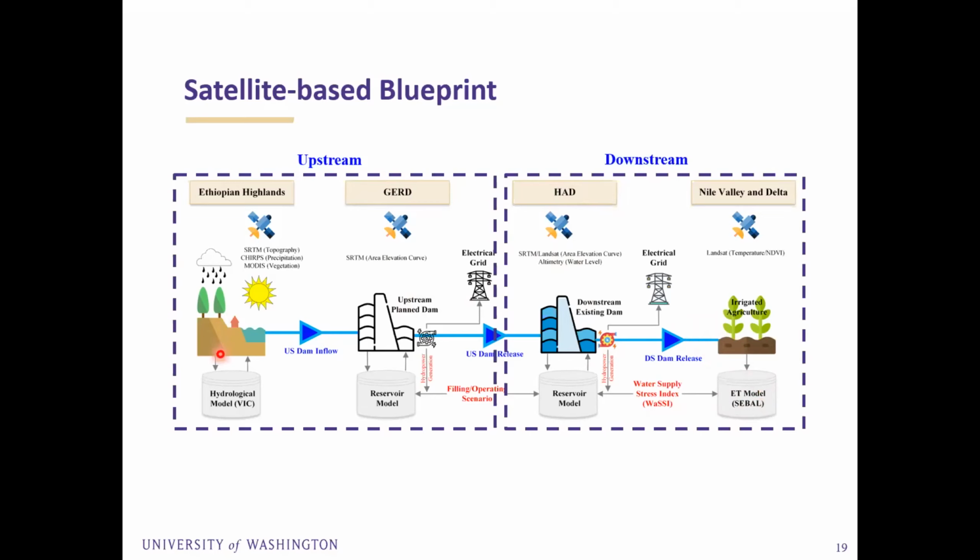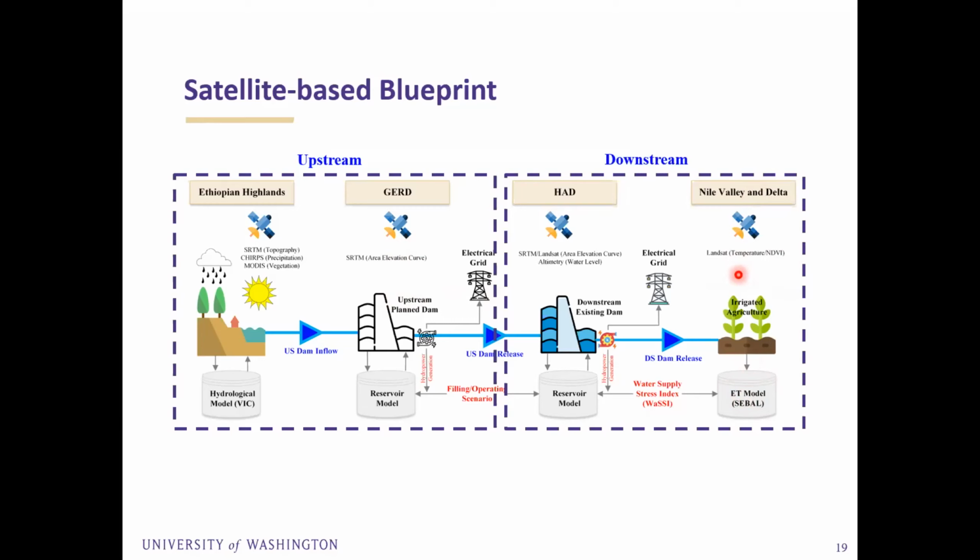So for each part of this blueprint, we use a satellite. For example, we use a satellite as a forcing for the hydrologic model. We use a satellite like SRTM to derive the area elevation curve of the reservoir, and you'll actually learn about that today in the practical session, how to do it using the SRTM. And we also use a satellite for the estimation of evapotranspiration using a method called SEBAL, which stands for Surface Energy Balance Algorithm for Land. And you will learn about that in the next presentation, given by Indira.